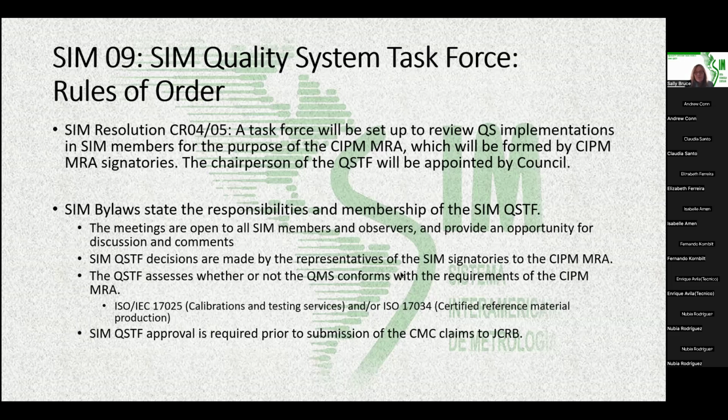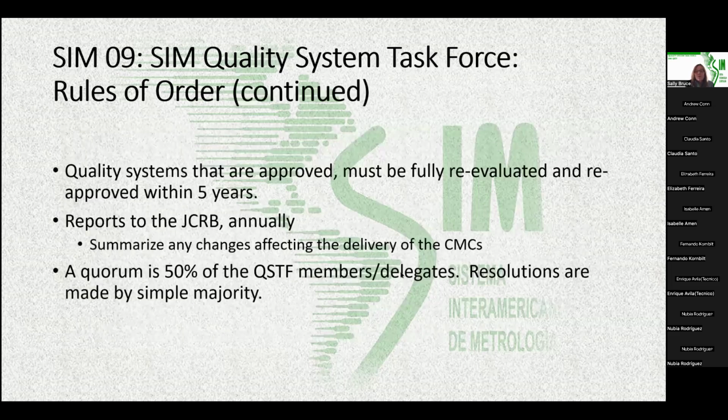SIM QSTF approval is now required prior to the submission of the CMC claims to the Joint Committee of the Regional Bodies. Quality systems that are approved must be fully reevaluated and reapproved within 5 years. Reports to the Joint Committee of the Regional Bodies are done annually, with a summarization of any changes that would affect the delivery of the CMCs. A quorum of the QSTF is needed, and it's 50%. Resolutions are then made by simple majority.